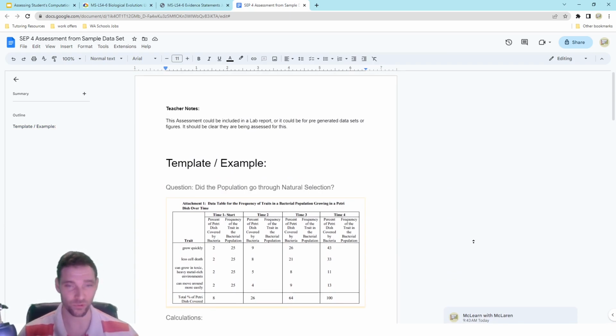You could do more with the whole lab report. You could also have them apply this, but it just gets a little unwieldy at a certain point to do within a 2-week window for a particular standard. So yeah, I think that's that. Let me know if you've got any questions.